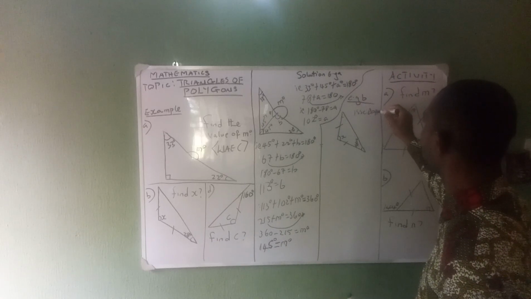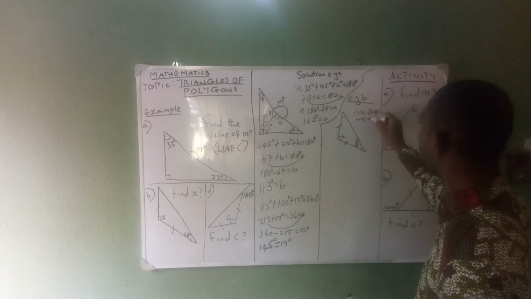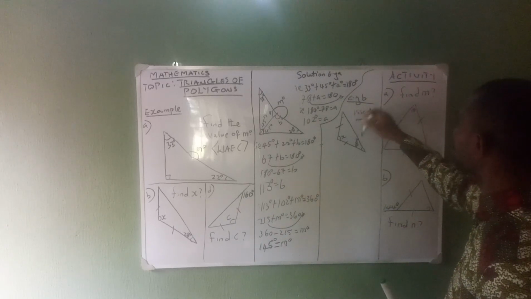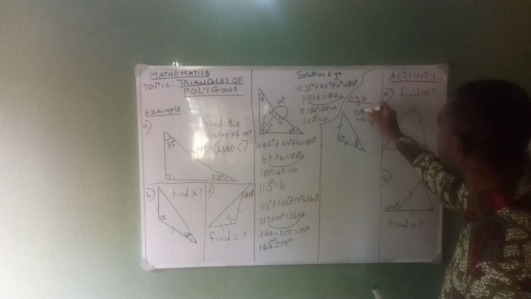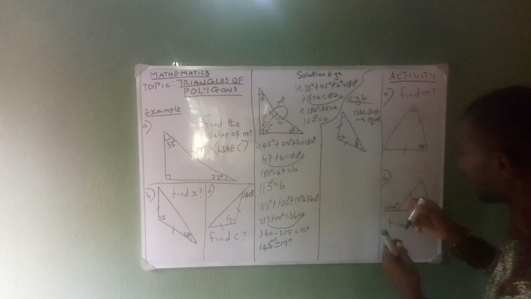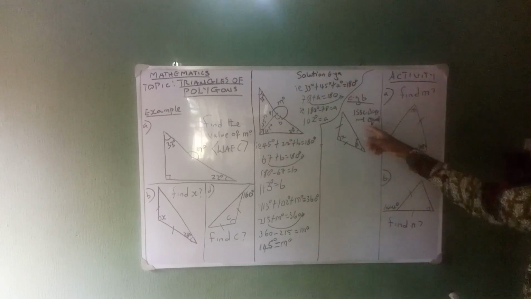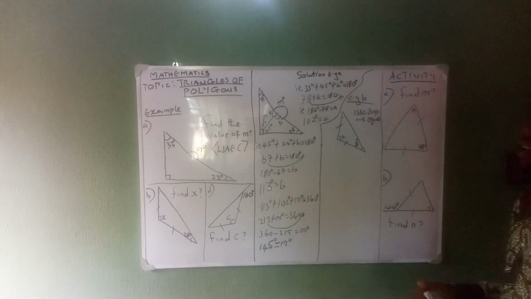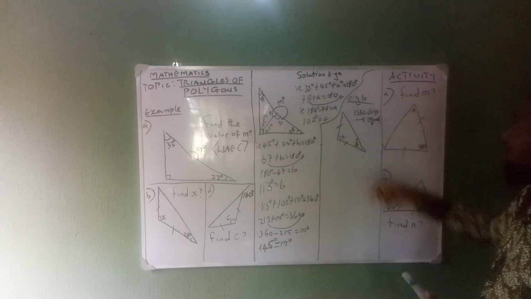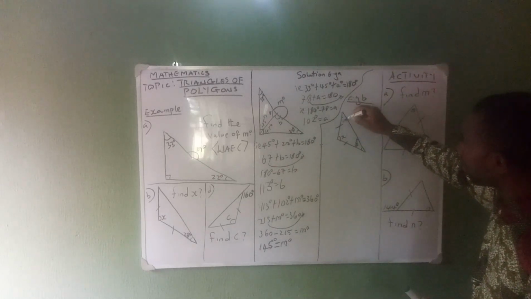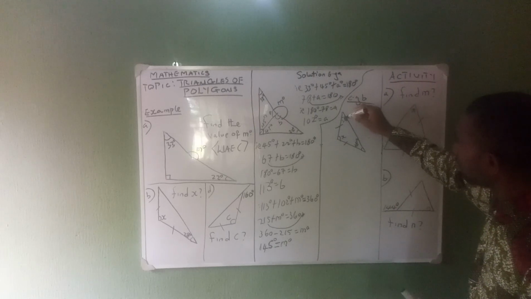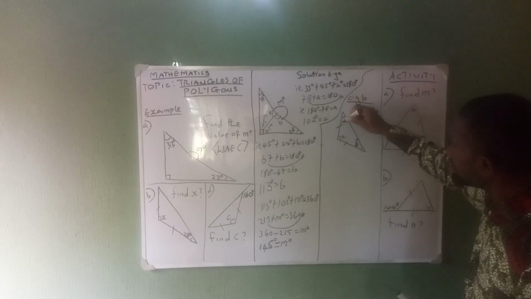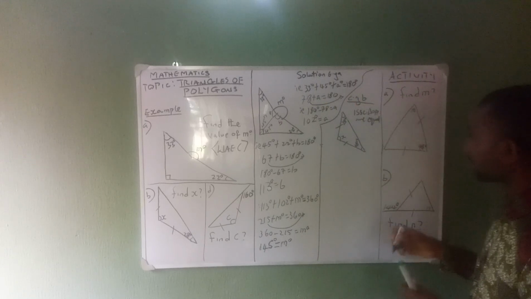Opposite angles are equal in an isosceles triangle. Opposite angles are what? Equal. So if this side is equal to this side, these two angles are equal. So therefore, if here is 28, here also now will be 28. Here also will be 28 degrees.